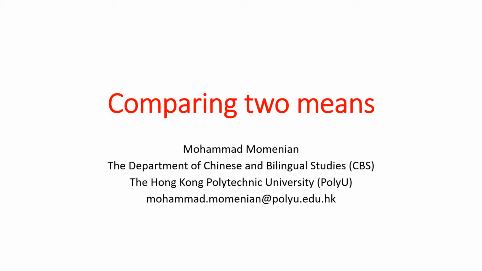So what I want you to remember is that if you want to use a t-test, whether it's the parametric version or non-parametric versions, we always have two means. And these two means either come from two different groups or the same group.